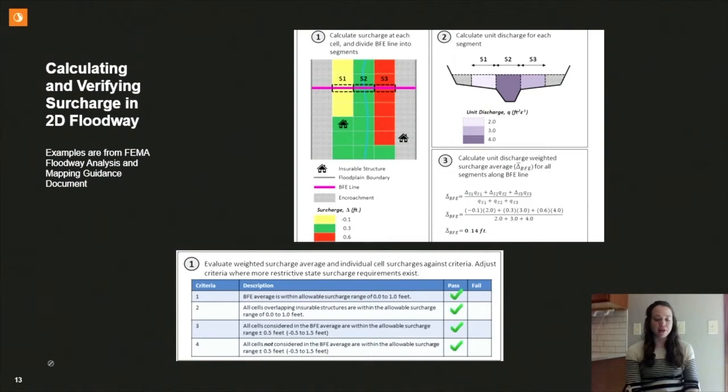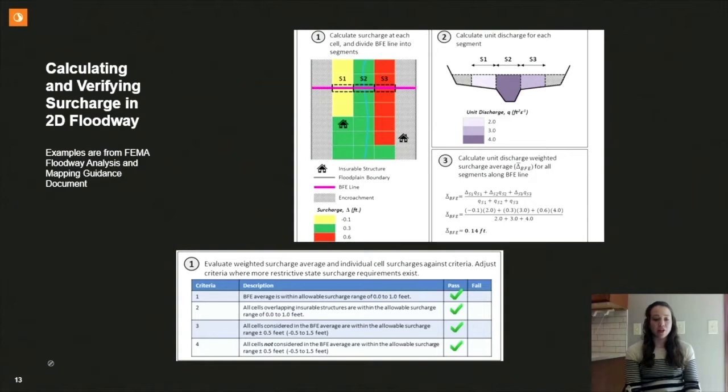In a 1D floodway, the surcharge is calculated at each cross-section and the allowable values range from 0 to 1 foot. In a 2D floodway, surcharge was calculated in 2 ways. The first is at each cell. If the cell overlaps an insurable structure, the allowable surcharge is 0 to 1 foot. For all other cells, the allowable surcharge is -0.5 foot to 1.5 feet.